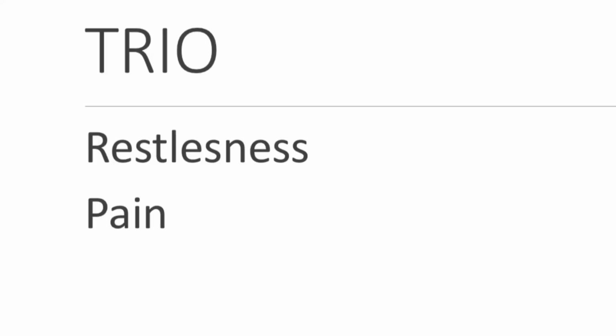Aconite forms a trio of 2 things, trio of restlessness and trio of pain. I'll be differentiating the remedies in the subsequent videos or shorts, but today here I'll mention the remedies. Trio of restlessness is aconite, arsenicum album, rhus tox. Trio of pain is aconite, coffea and chamomilla.